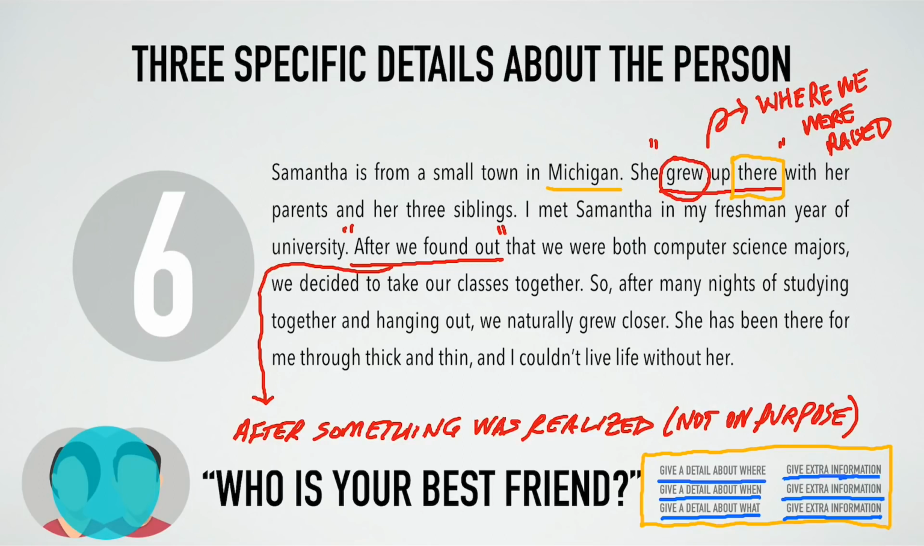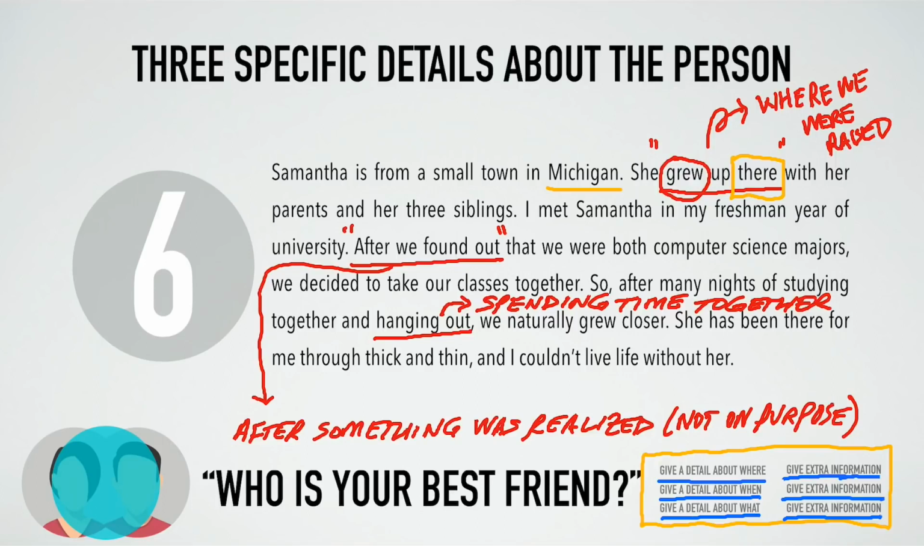All right, let's keep going. So, after many nights of studying together and hanging out, we naturally grew closer. All right, now you notice it says hanging out, okay? In English, this just means spending time together, okay? Spending time together. We usually use it when we're talking about friends, okay? The time that we spend with friends, okay? Spending time together, so hanging out, all right?